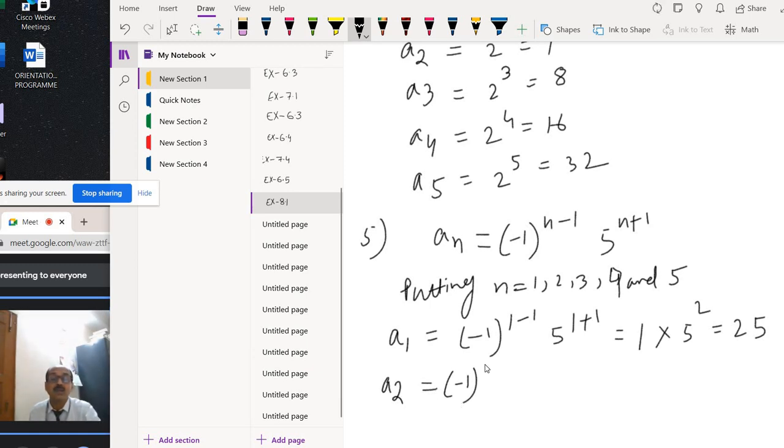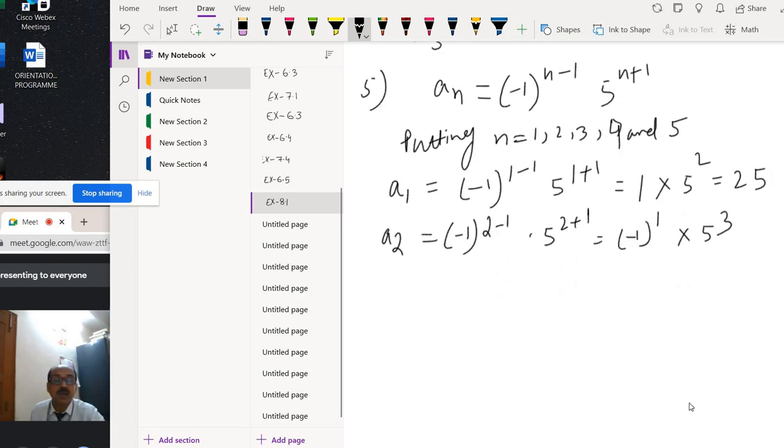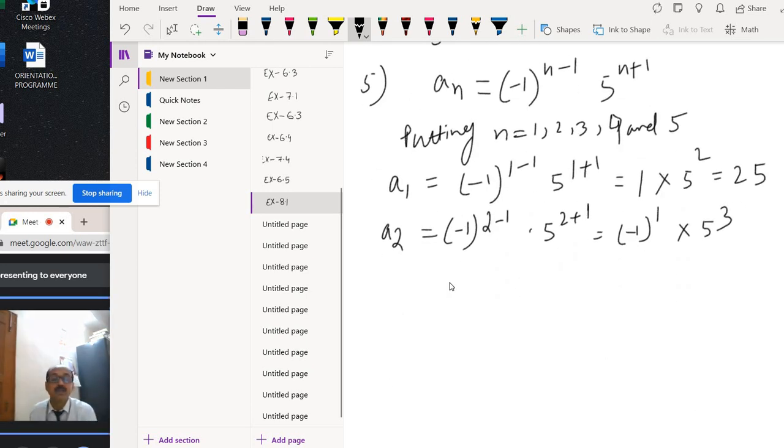a2, minus 1 to the power 2 minus 1 into 5 to the power 2 plus 1. So it will be minus 5 cube, which is minus 125. Minus 1 to the power 1 is a minus sign, so minus 1 into 125 is minus 125.